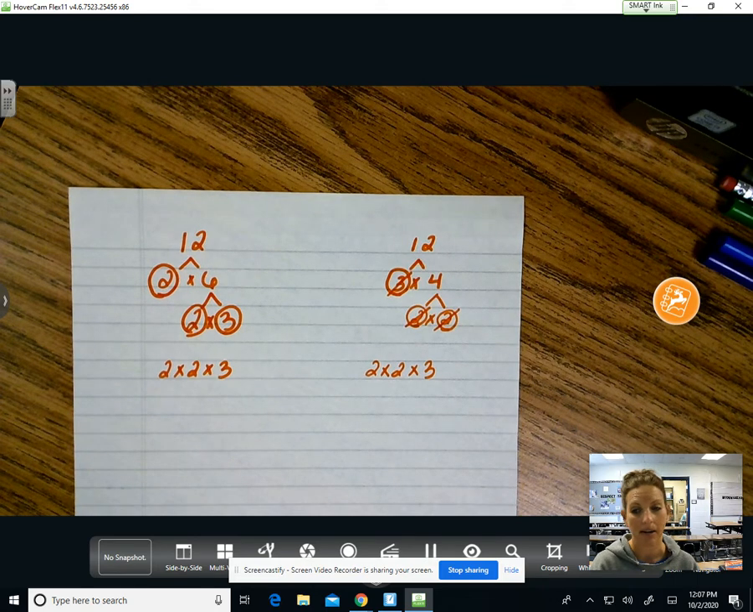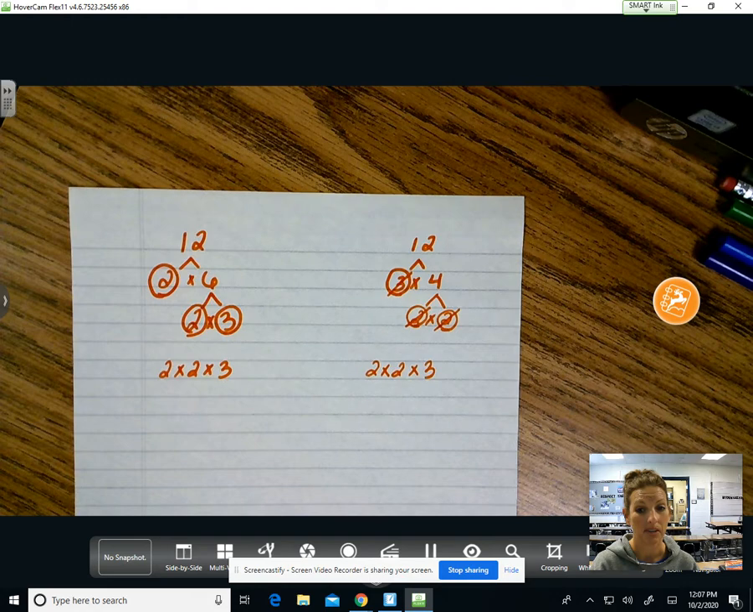It should not matter what two factor pairs you start with. You should end up with the same answer once you get finished finding all of your prime numbers. That's why we call it prime factorization. We're working with a string of factors that are all prime numbers.